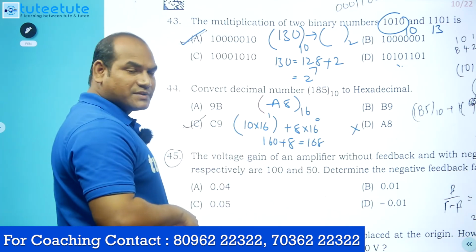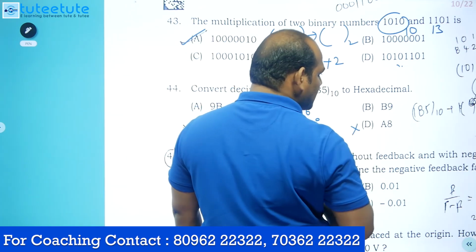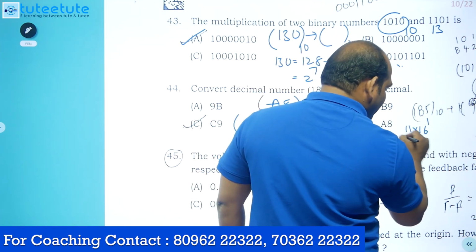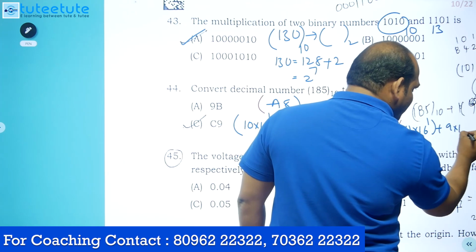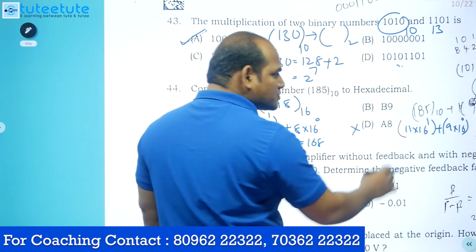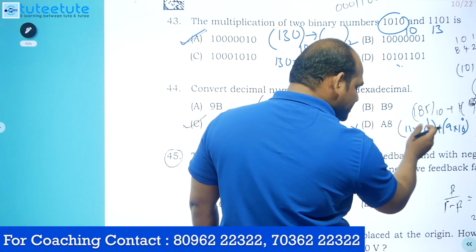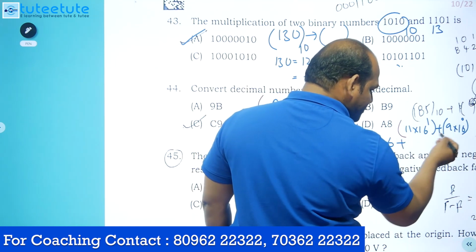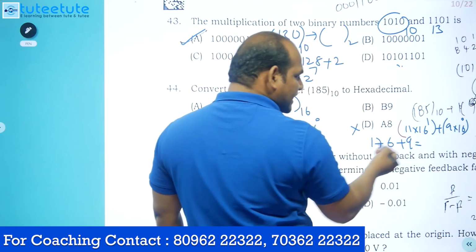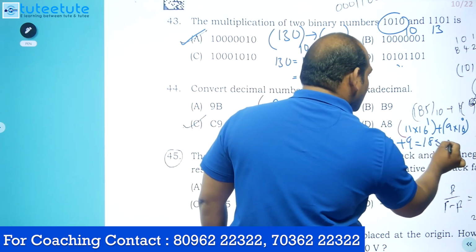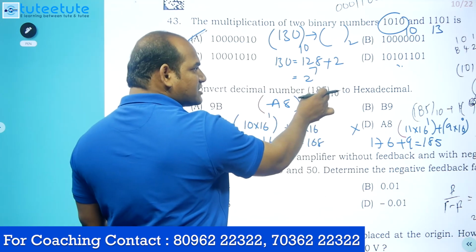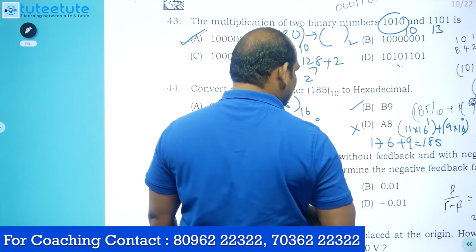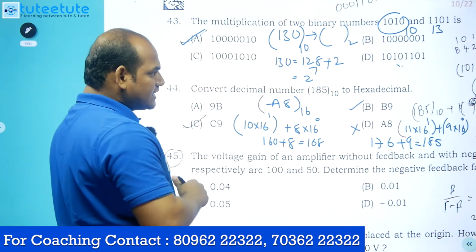We should get 185. Then if you take option B, here B is nothing but 11. So 11 into 16 power 1 plus 9 into 16 power 0. Okay, so 11 into 16 is nothing but we will get 160 plus 16 is 176 plus 9 into 16 power 0, that is 9. So what will we get here? 185. So 185 in the decimal number system is equivalent to B9 in the hexadecimal number system. So option B is the correct option. You can check these two also. You will not get 185.